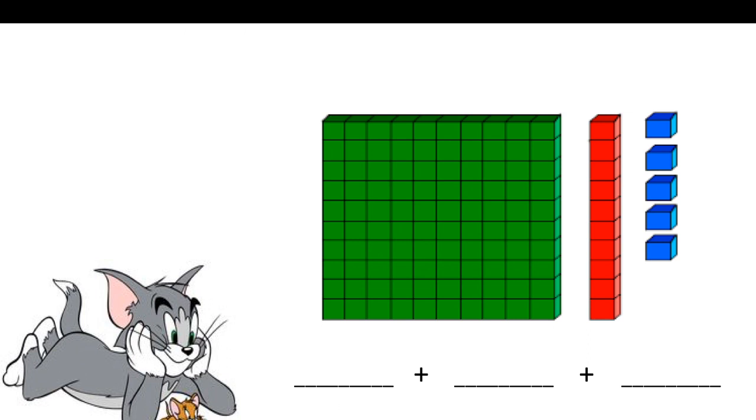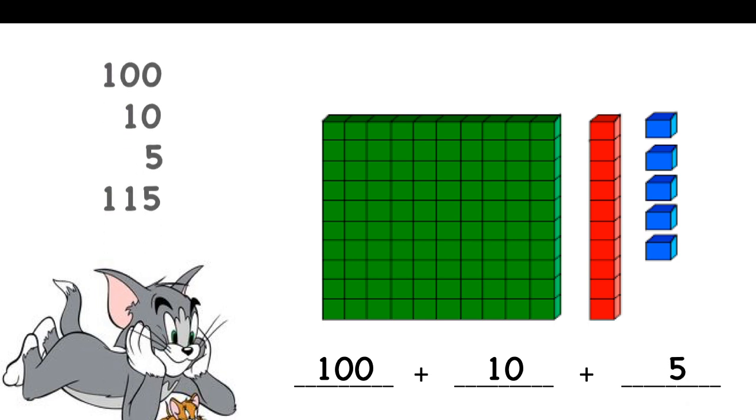Let's practice one more time. Let's do expanded form. We do hundreds, tens, and ones separately in the addition sentence. How many hundreds do I have? 100. How many tens do I have? 1 ten. That will be 10. And how many ones do I have? 5. Let's write them down under each other and add them.